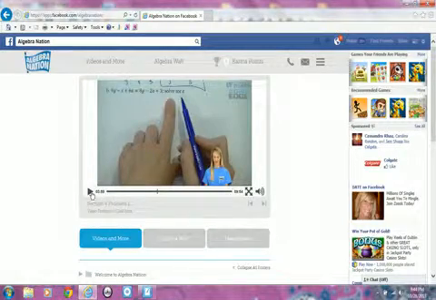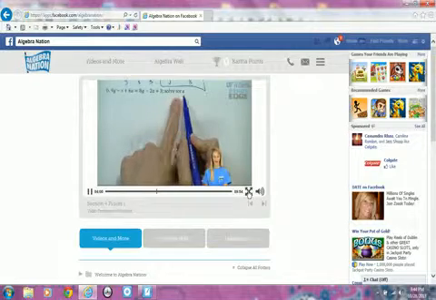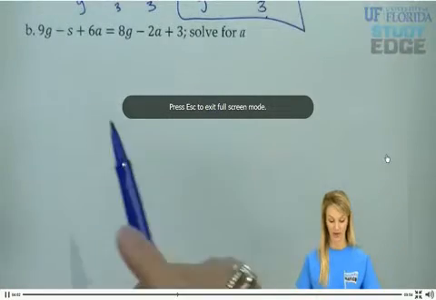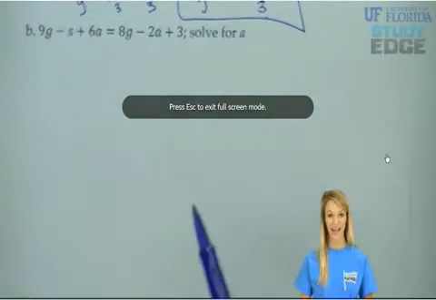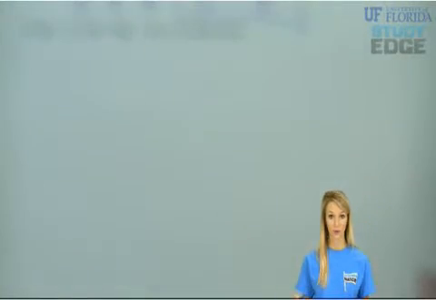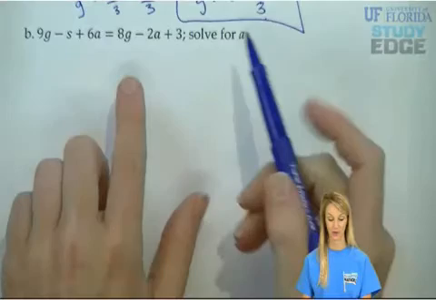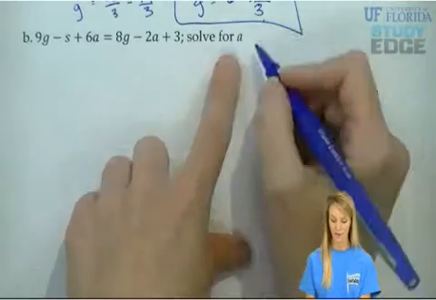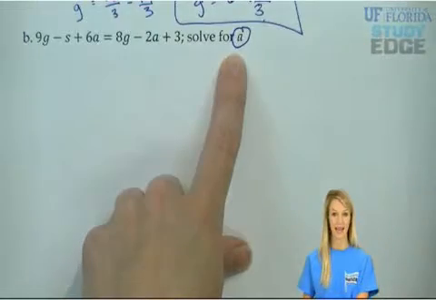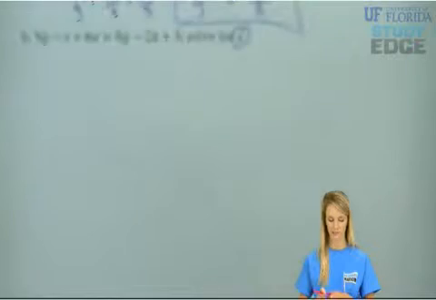Brain break's over. Get back to work. Let's solve for A. So we see a bunch of different variables. We've got G, S, we have A. What do we want to do? We just want to get A by itself. We are trying to isolate A. So solve for A, get A by itself. How are we going to do this?